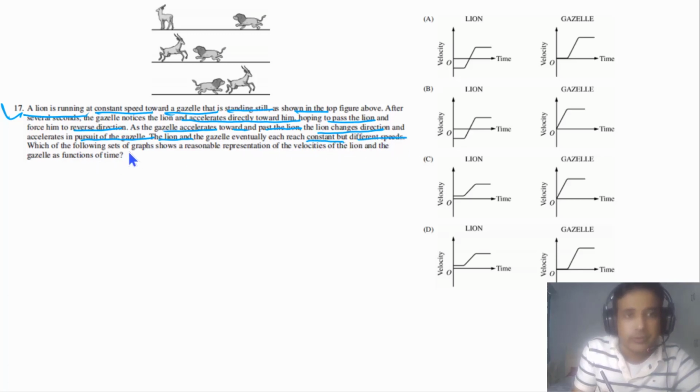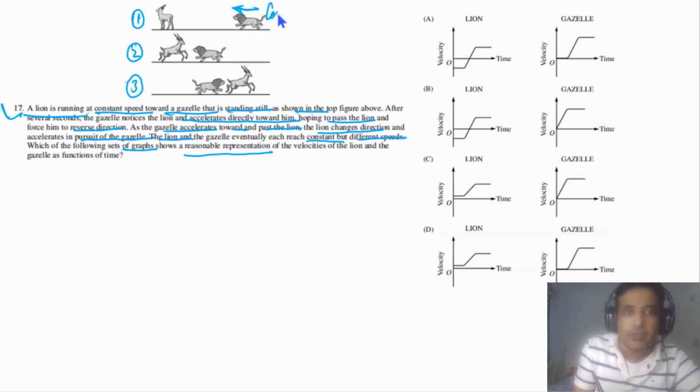Which of the following sets of graphs shows a reasonable representation of the velocities of the lion and the gazelle as a function of time? The best way to answer this question is to divide it into three different parts. We can say this is one, this is second, and this one is third. In the first part, the lion is moving to the left.